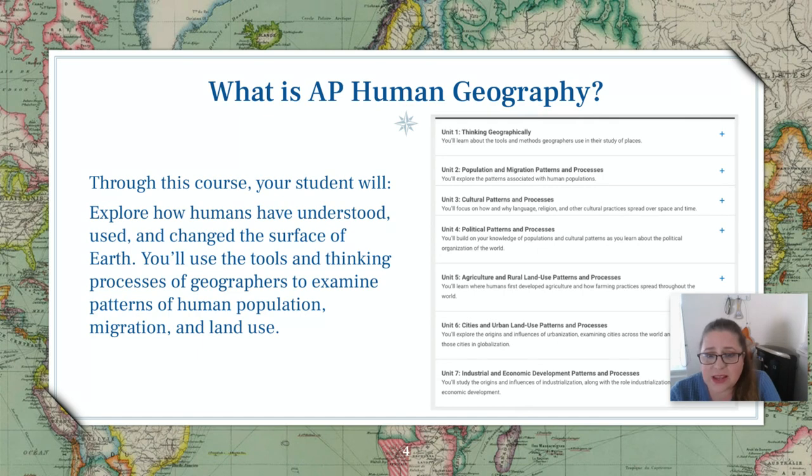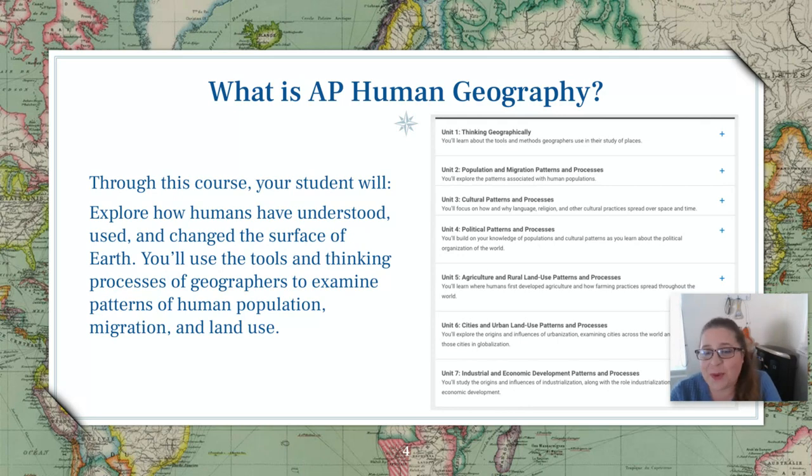of developing cities. We look at industrialization. We look at economics and economic development, why some countries are more advanced than others. We look at policies on trade and things like that. So this is all human geography.